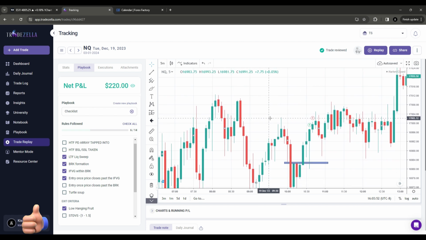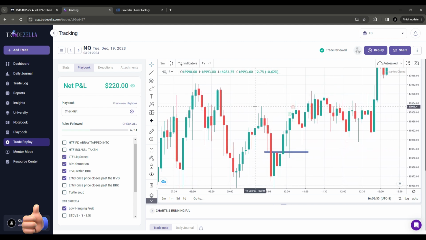You could also target, if you entered with multiple contracts, I only entered with one. As you can see there, 1038 plus one. I only entered one contract. If you enter two or three, you could have take profits at each one of these highs right here.